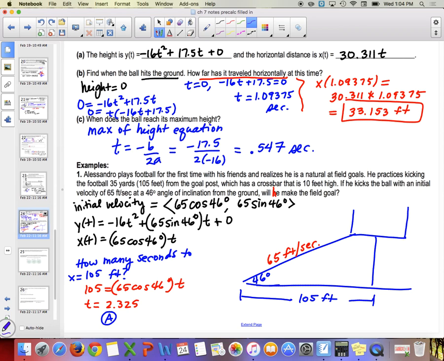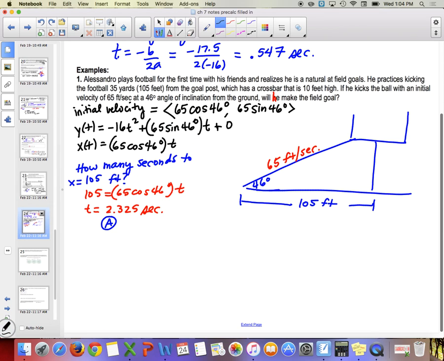All right, so we want to find out how high the field goal is at 2.325 seconds. So what do we do now? Plug it into the y equation. So you're going to have y of 2.325, and I went ahead and stored that number so I'm going to be as precise as possible. So I'm going to write it as a. Do you guys all understand this notation when I write an a there? Do you remember doing that first semester?